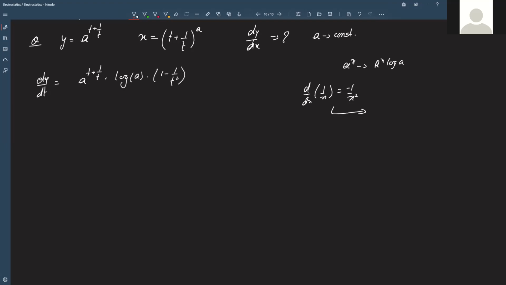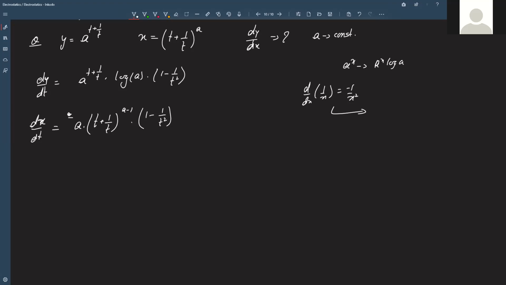Now that's what is dy by dt. It is a to the power t plus 1 by t into 1 minus 1 by t square into log a. That's all. Now what is dx by dt? So similarly we have to find dx by dt, and that is t plus 1 by t to the power a. So that is a into t plus 1 by t to the power a minus 1, right, into differentiation of t plus 1 by t, that is 1 minus 1 divided by t square.